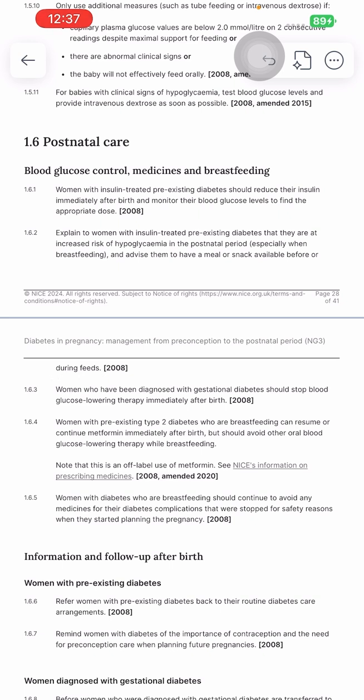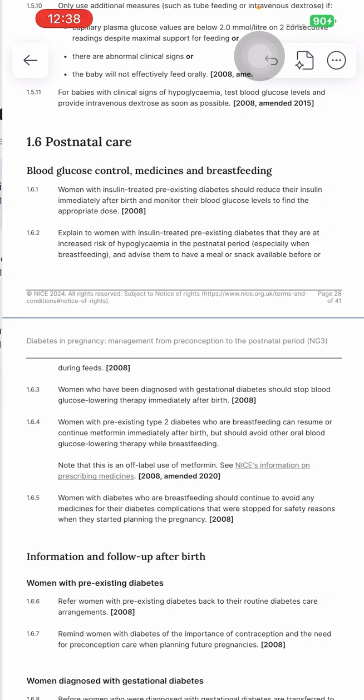In diabetic patients we have to break the NBM as early as possible because there are chances of hypoglycemic risk, and also tell her that while breastfeeding she should take a meal or snack, because with that feed she may develop hypoglycemia. Women who have been diagnosed with gestational diabetes should stop blood glucose lowering therapy immediately after birth. As I've told you, women with pre-existing type 2 diabetes who are breastfeeding can resume or continue metformin immediately after birth, but should avoid other blood glucose lowering therapy while breastfeeding.